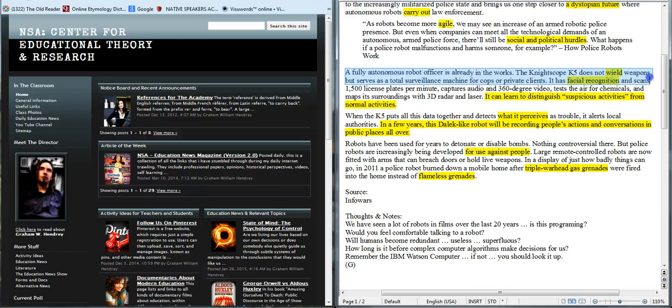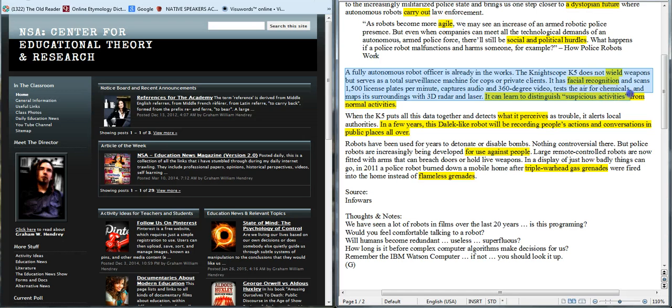It has facial recognition and scans 1,500 license plates per minute. Yay. Captures audio and 360-degree video. Tests the air for chemicals and maps its surroundings with 3D radar and laser. It's even more fun than having a girlfriend. No, sorry, I just added that last part.